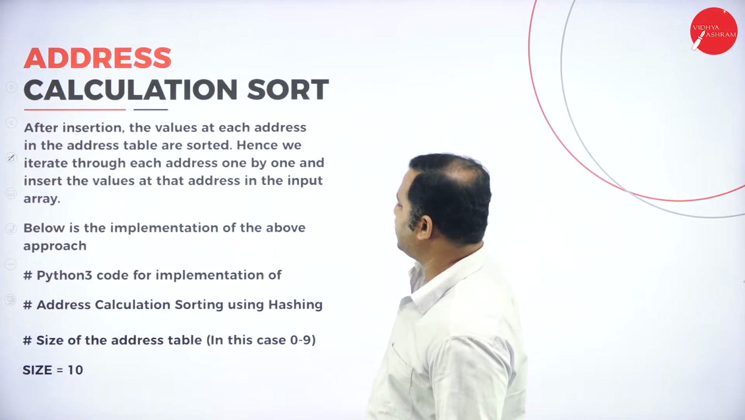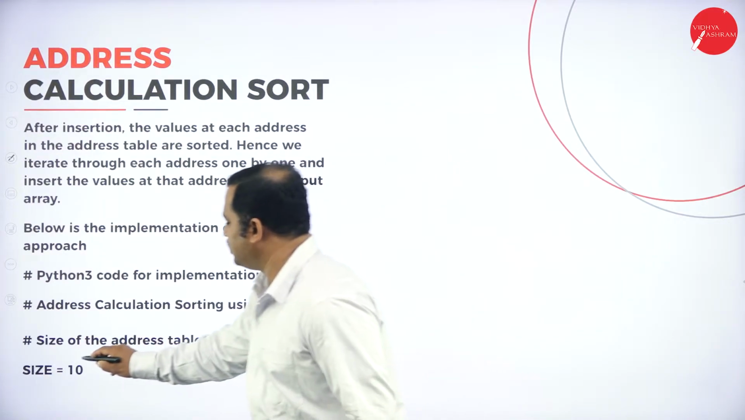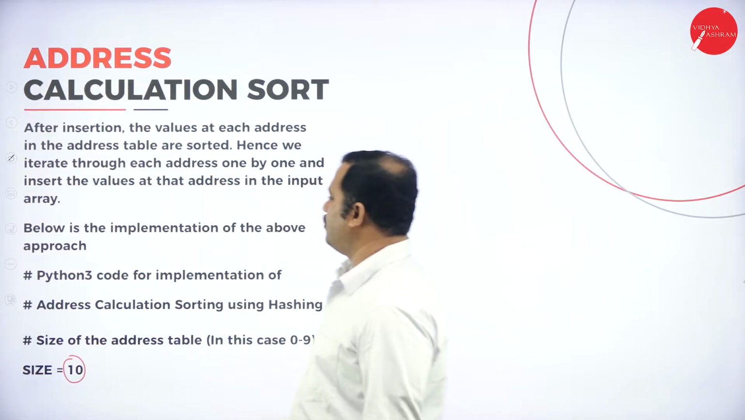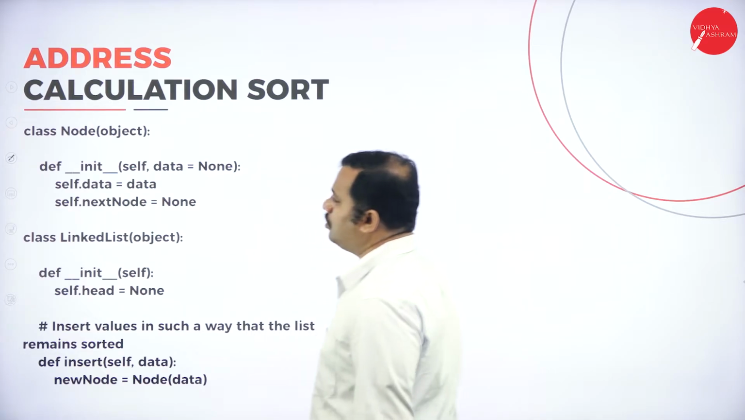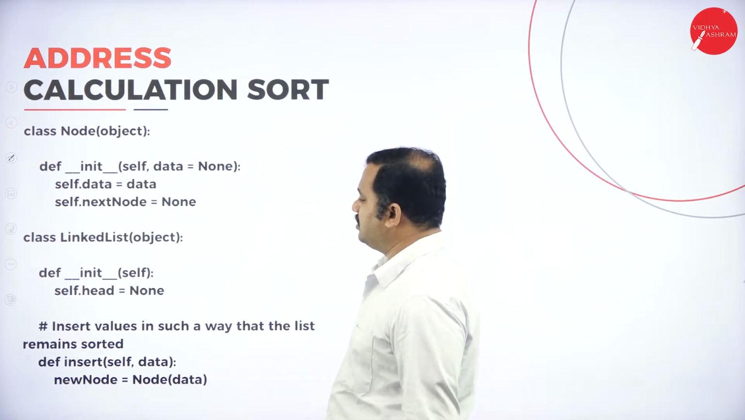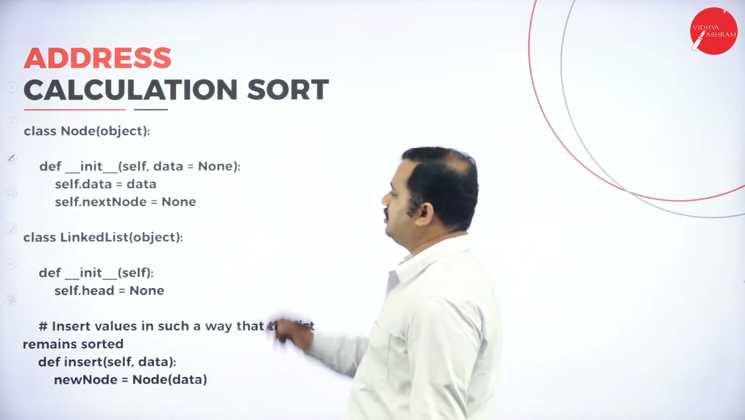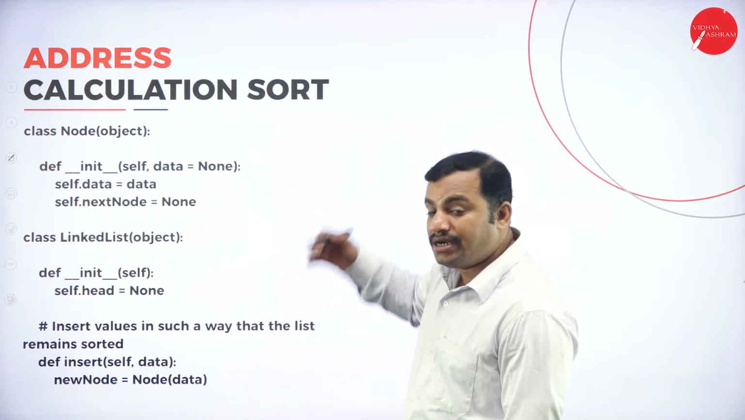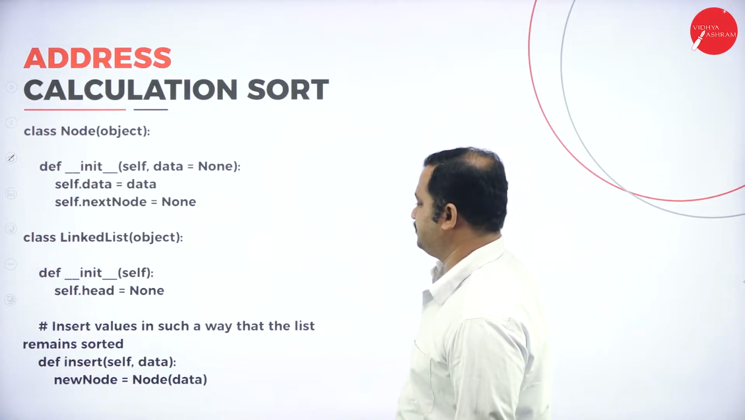So if that is the case, we shall see the code for that. Let me consider the size to be 10. What is the meaning of that? We have the initial code, that is the driver code here. Now we are going to insert the data item with the next node linked to it. That is the linked list.